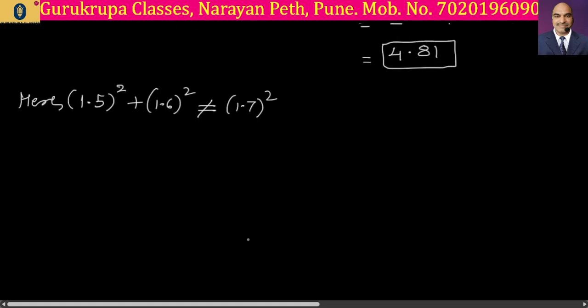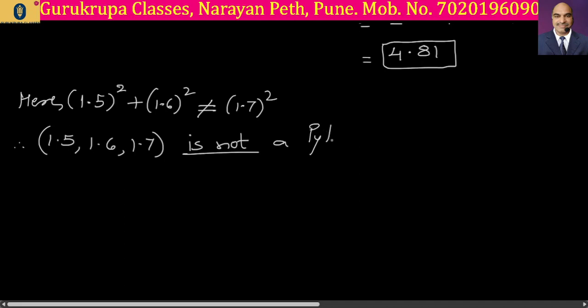Now here, what we got is that the square of 1.5 plus the square of 1.6 is not equal to 1.7 square. They are not equal. The square of the biggest number is not equal to the sum of the squares of the other numbers. Therefore, the numbers given to you, 1.5, 1.6 and 1.7, do not form a Pythagorean triplet. So this is our answer.